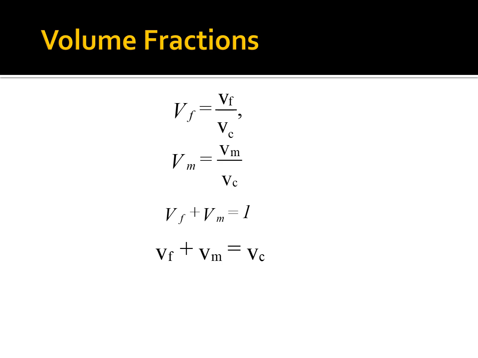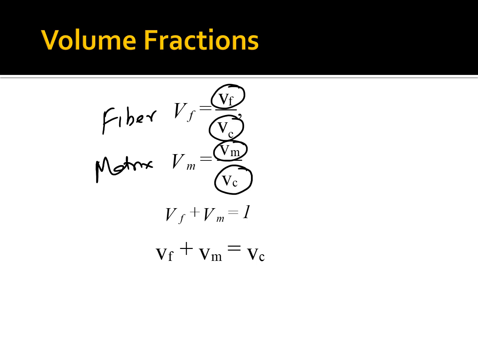So let's look at the definition of volume fractions. So this is fiber volume fraction. It is defined as the volume of the fiber divided by the volume of the composite. This is the matrix volume fraction, which is defined as the volume of the matrix divided by the volume of the composite. Now, of course, the addition of the two volume fractions of the fiber and the matrix will be equal to 1. And then, of course, the volume of the fiber plus the volume of the matrix will be the volume of the composite.